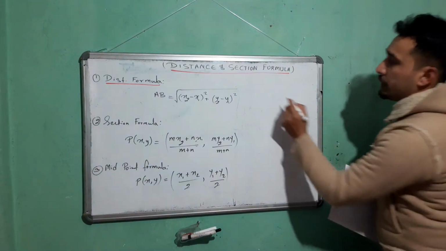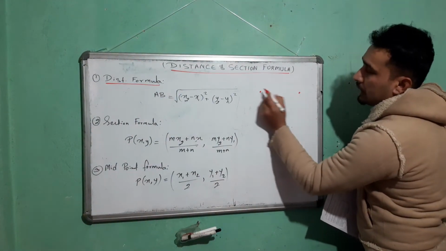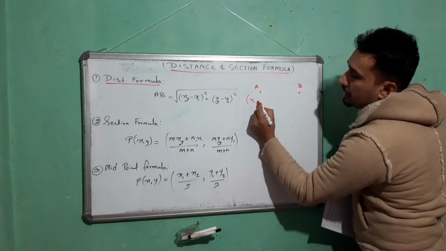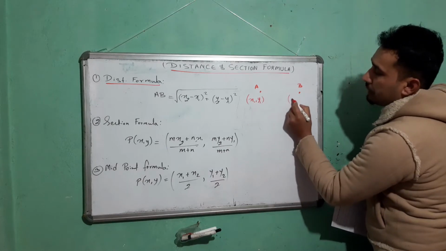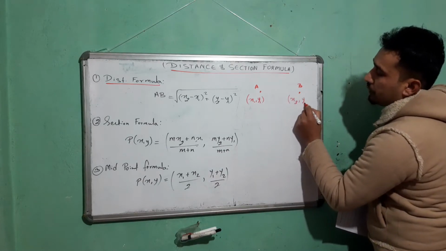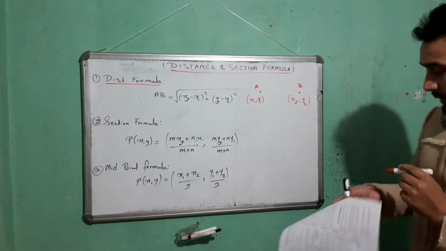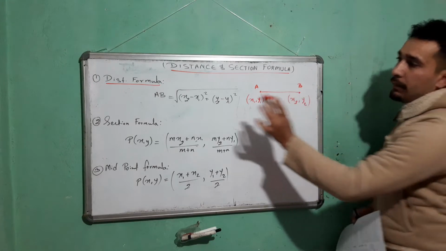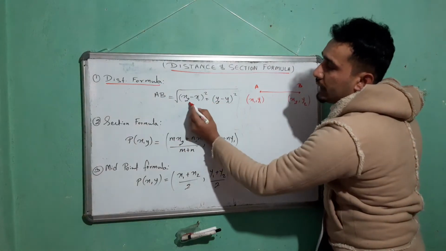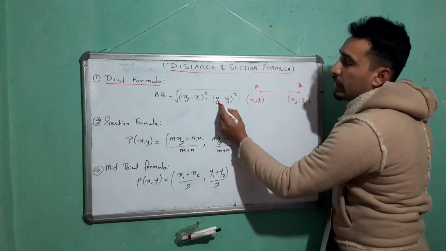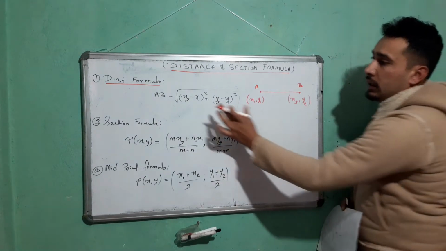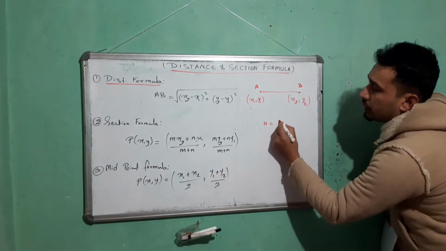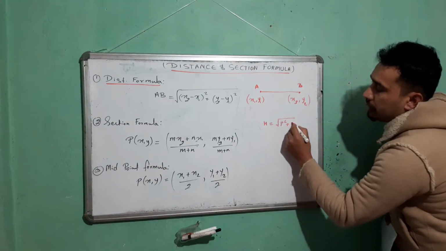Distance formula: suppose you have 2 points, A and B, where the coordinate of A is x1 comma y1 and the coordinate of B is x2 comma y2. Then we can calculate the distance between these 2 points using the formula AB is equal to root under (x2 minus x1) whole square plus (y2 minus y1) whole square. This formula is somewhat like the Pythagoras theorem, H is equal to root under p square plus b square.